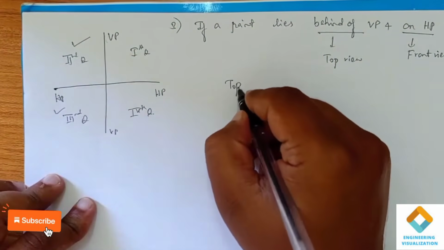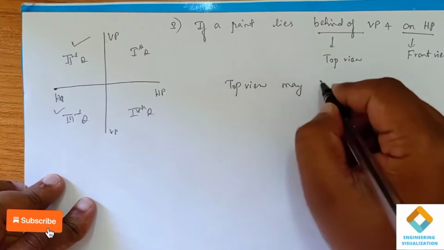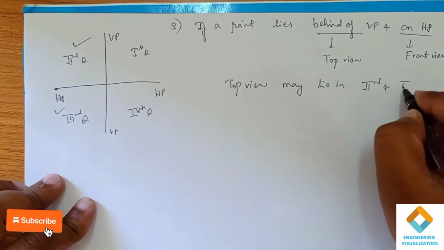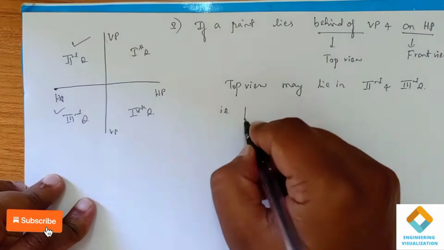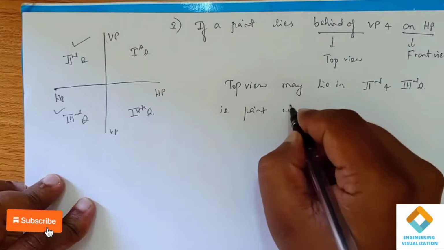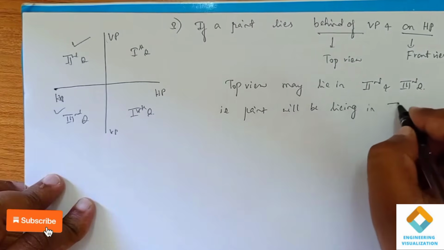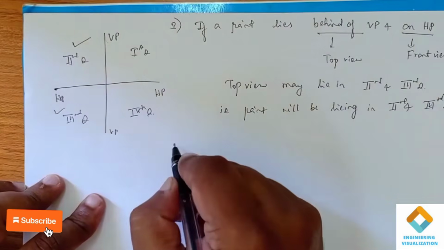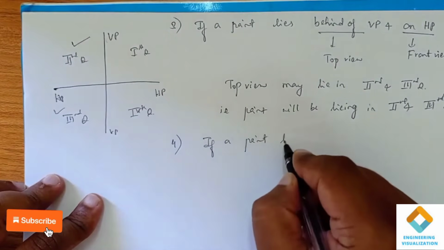So I can write top view may lie in second and third quadrant. So that is, the point will be lying in second and third quadrant.